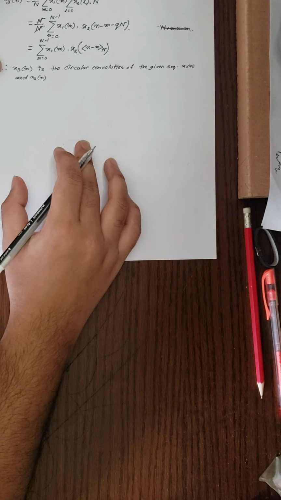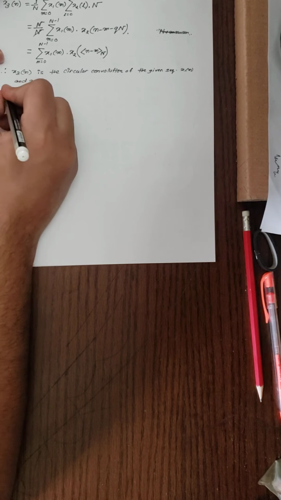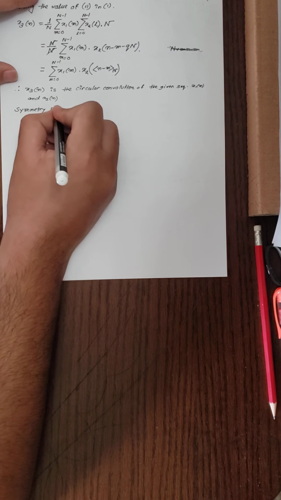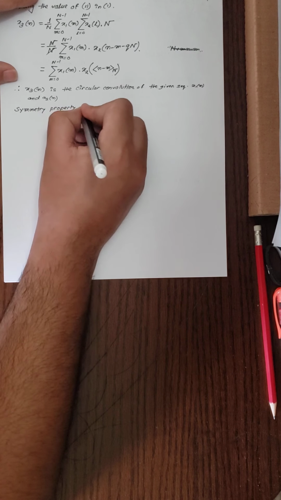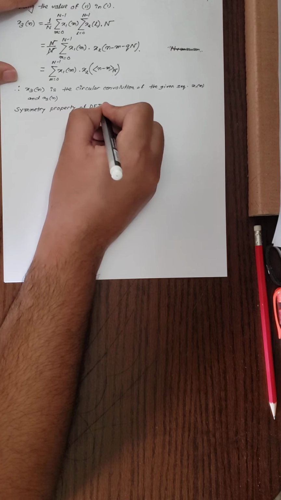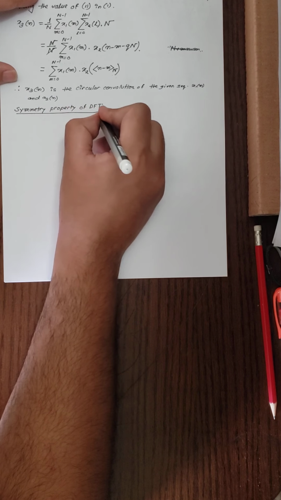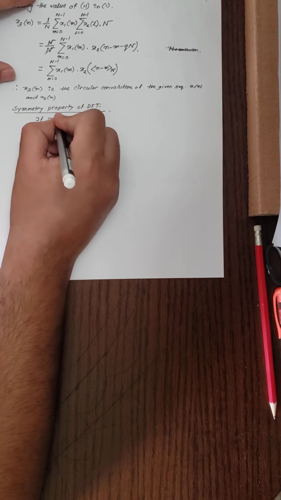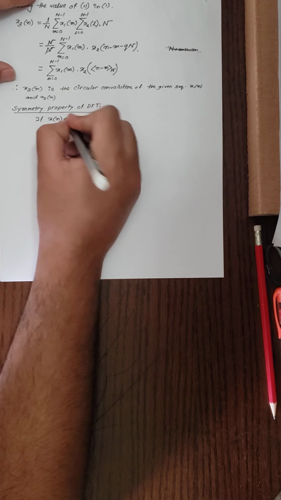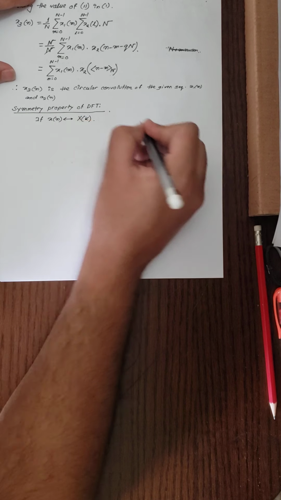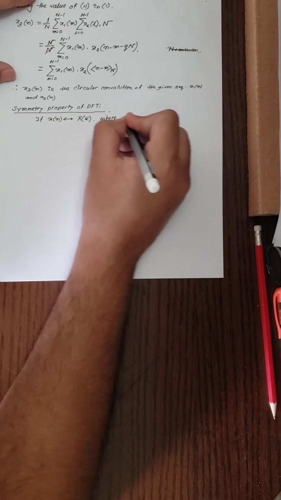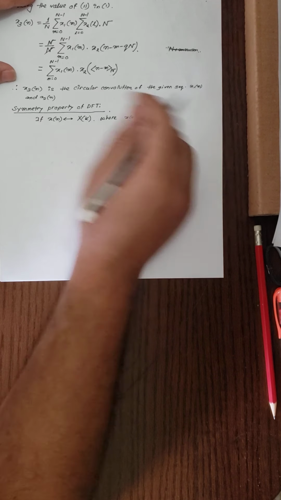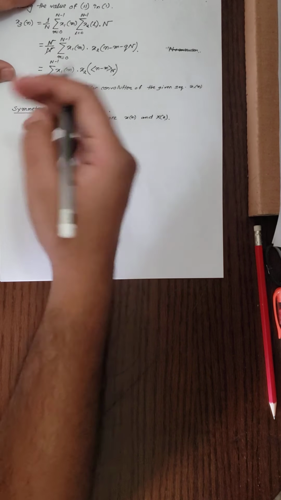Okay, now let us move on to the next property, which is the symmetry property of DFT. This property states that if x of n has a DFT pair x of k, where x of n and x of k are both complex quantities, then there will be some sort of symmetry, and we'll look into that.